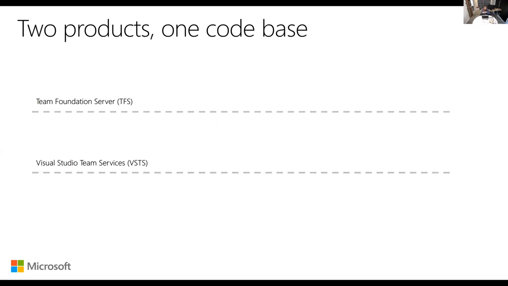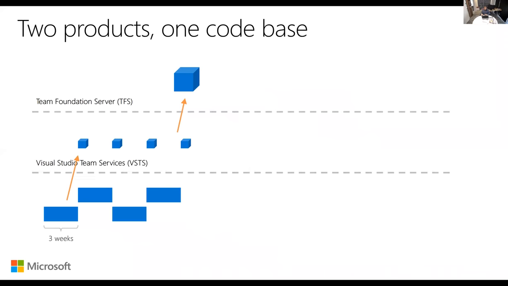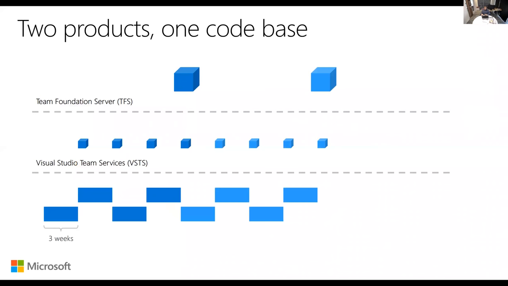One other thing to know is we really ship two products out of one code base. We ship Visual Studio Team Services, which is our cloud-based product, and we also ship Team Foundation Server, which is an on-premises product. Visual Studio Team Services ships every 3 weeks. By that, I mean we do 3-week sprints, and at the end of every 3-week sprint, we ship all of the work to the cloud. We actually deploy every day, literally every day, sometimes many times a day.